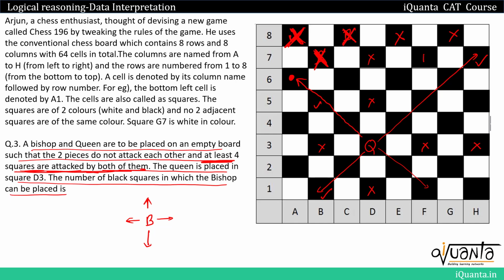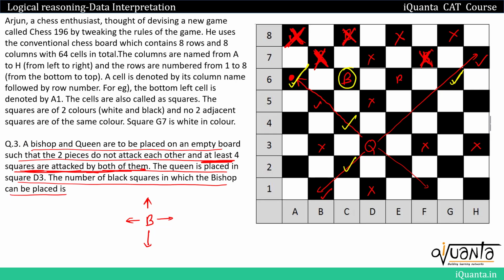Then if I place the bishop over here, then also the number of cells that are attacked by both queen and bishop will be just 3. So this will also be gone. If I place the bishop over here, then we'll have this cell attacked by both of them, this cell, this cell and this cell. So this is a position for the bishop that is possible.